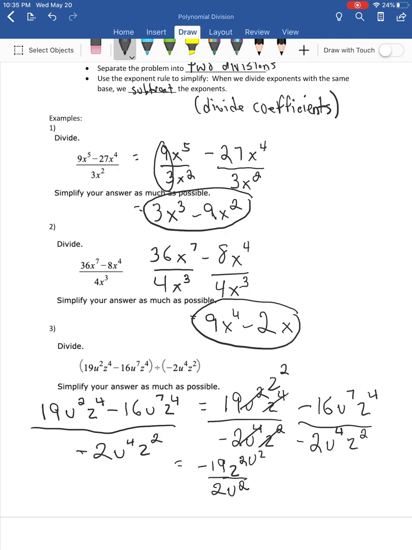All right, negative 16 over negative 2 is plus 8. u to the 7th over u to the 4th is u to the 3rd. Z to the 4th over z squared is z squared.